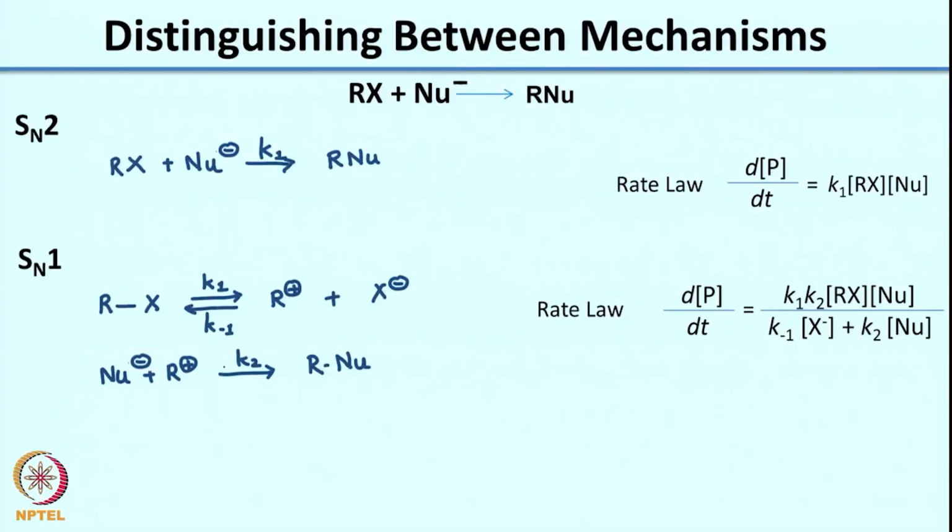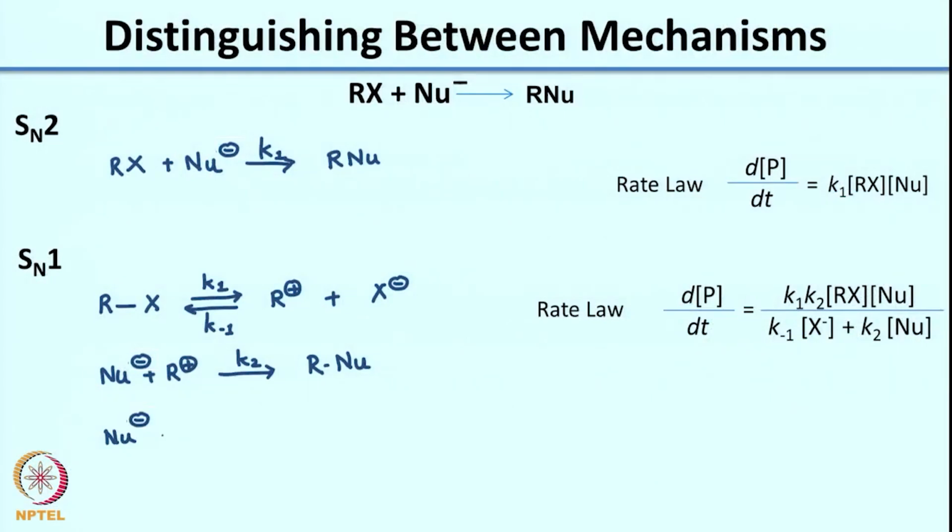Now one would look at this and think that this is quite complicated, and how can one actually use this to differentiate between an SN2 and an SN1 mechanism. Now let us simplify this expression further. What happens in reality is that between these two steps, the first step occurs much more slowly, because when you have to do a nucleophilic substitution reaction, you choose such a nucleophile which will react very quickly with the carbocation.